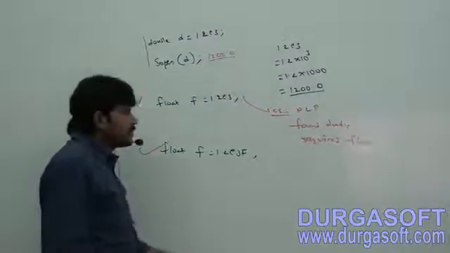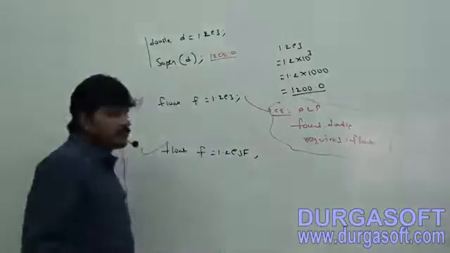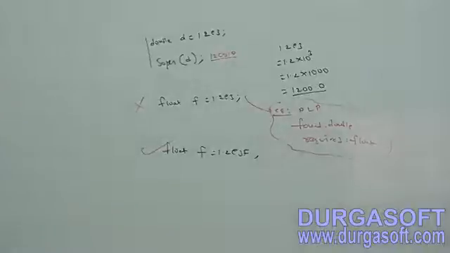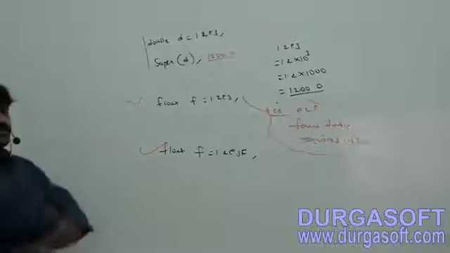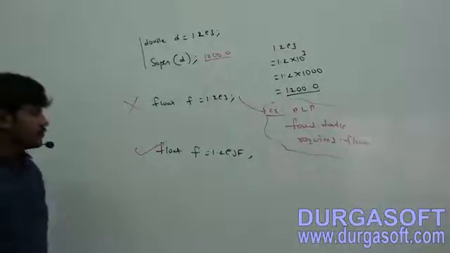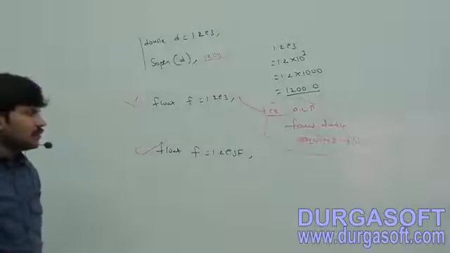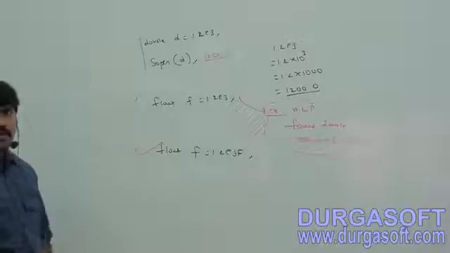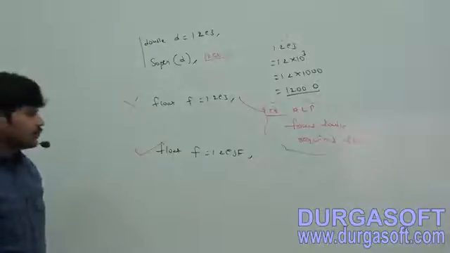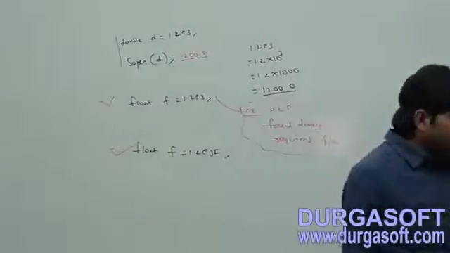Double d is equal to 1.2 E3 value, SOP of d gives 1200.0. Next, float f is equal to 1.2 E3. Compile error, possible loss of precision. Found double, required float. Next, float f is equal to 1.2 E3F.